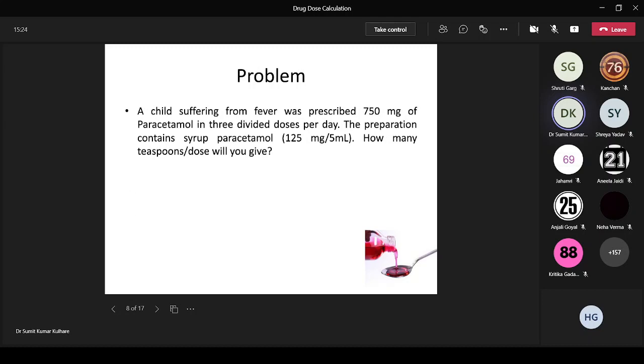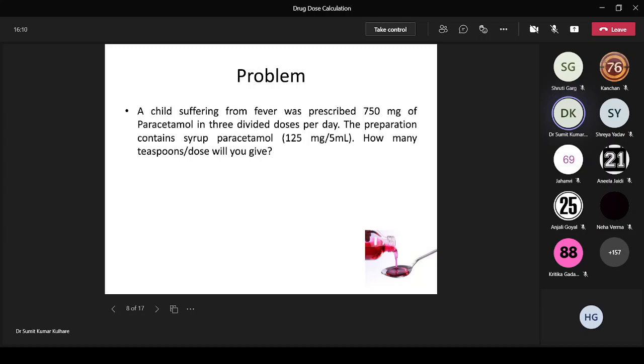So similarly, this is another question. Why don't you solve this and tell me the answer? That way I would be able to know how much you are understanding this. A child is suffering from fever and was prescribed 750 milligrams of paracetamol in 3 divided doses per day. The bottle contains 125 milligrams of paracetamol in 5 milliliter solution. So how many teaspoons or how much dose will you give? Try to solve this.